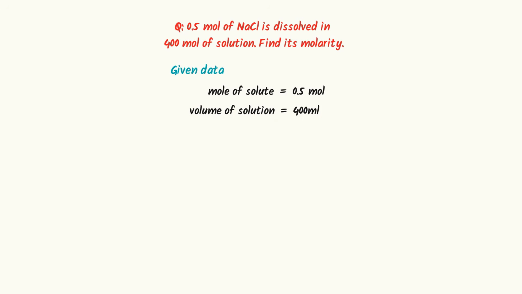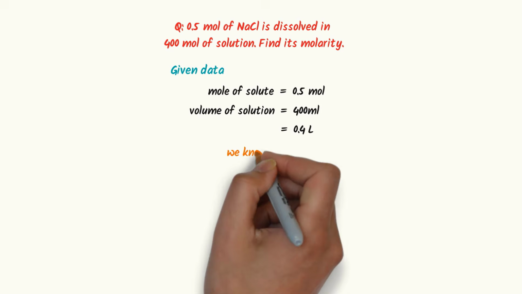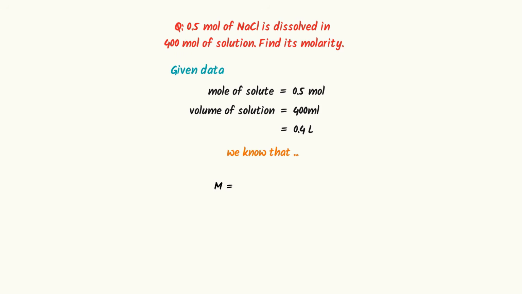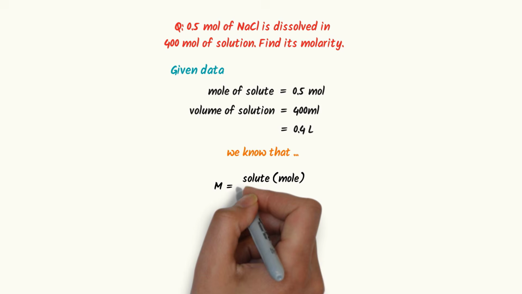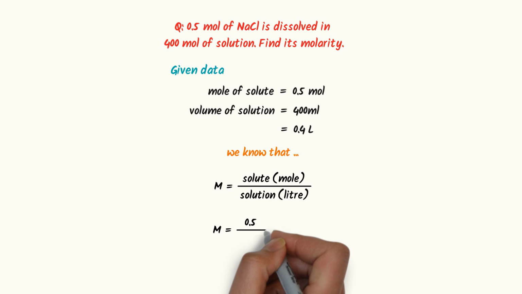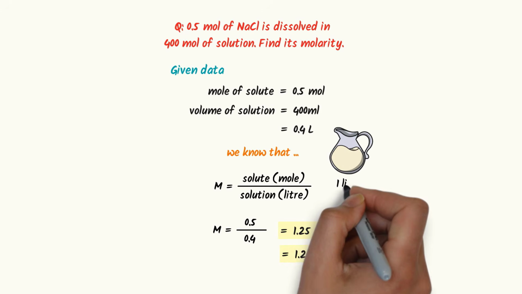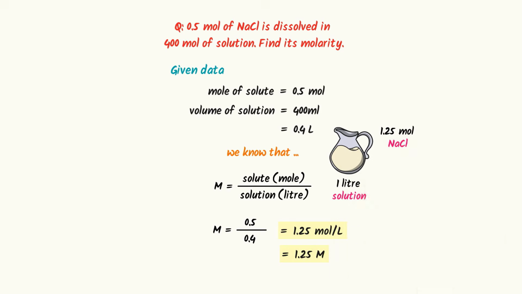I convert it to liter. I get 0.4 liter. We know that molarity M is equal to number of moles of a solute upon volume of solution in liter. I plug in these two values in this equation. After calculation, I get 1.25 mole per liter or 1.25 M. It means that in 1 liter solution, 1.25 moles of sodium chloride is present.